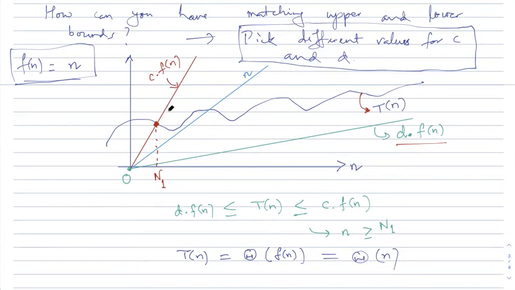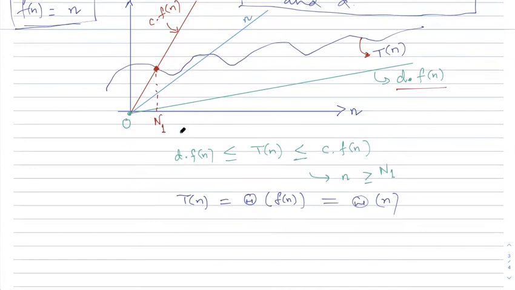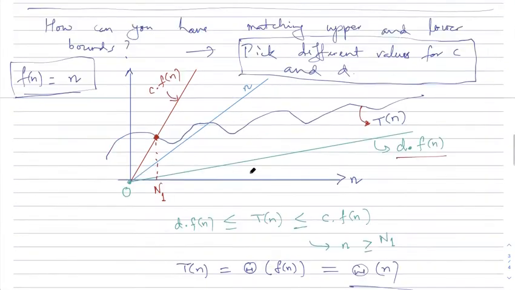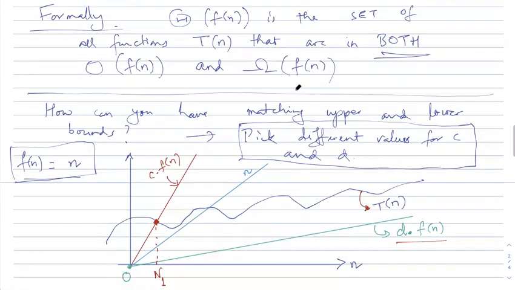So therefore, the same f of n is becoming a nice bounding factor for t of n. And because we have chosen f of n to be n, we are saying that t of n is big theta of n, right? Because this just directly follows from the definition that big theta of f of n is the set of all functions t of n that are in both big O of f of n and big omega of f of n. This is the upper bound and this is the lower bound.